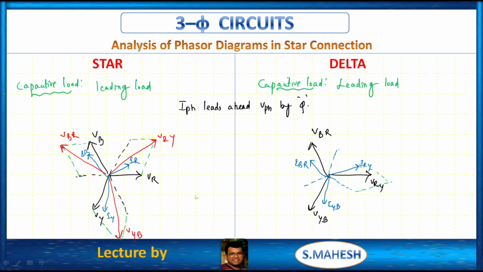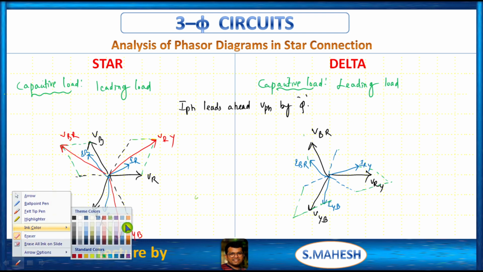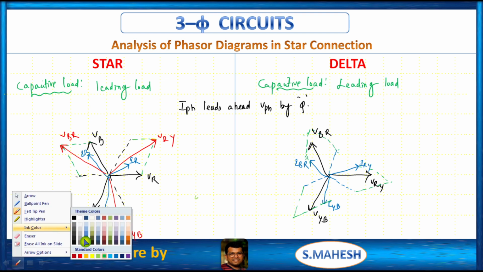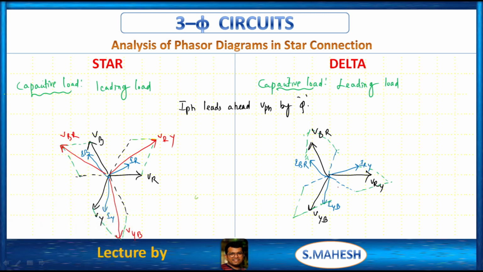In this case what we are having is positive IY, IB negative, clear. Next, in this case also, like this we have to get. Don't scale it because this is a phasor diagram.